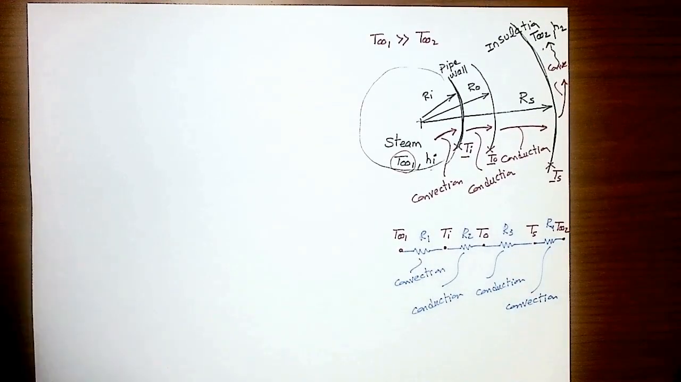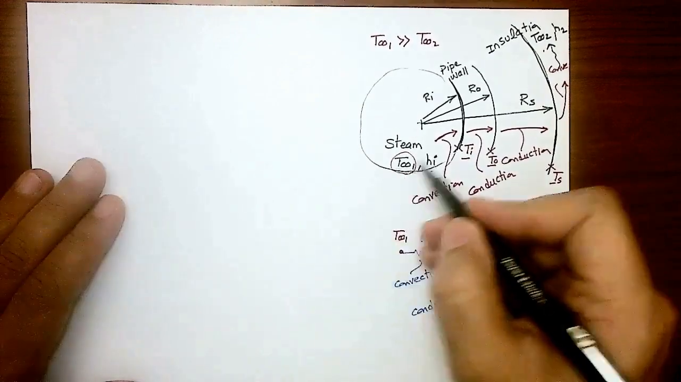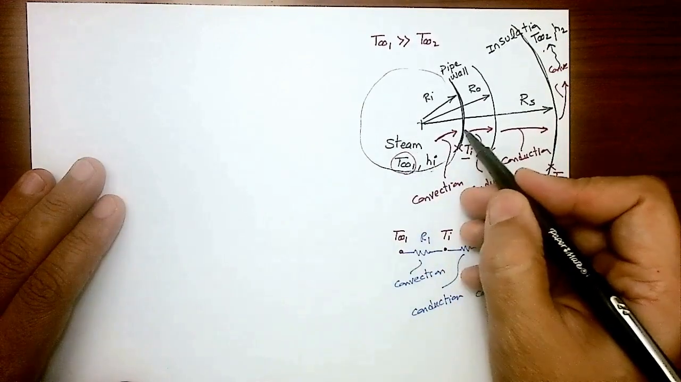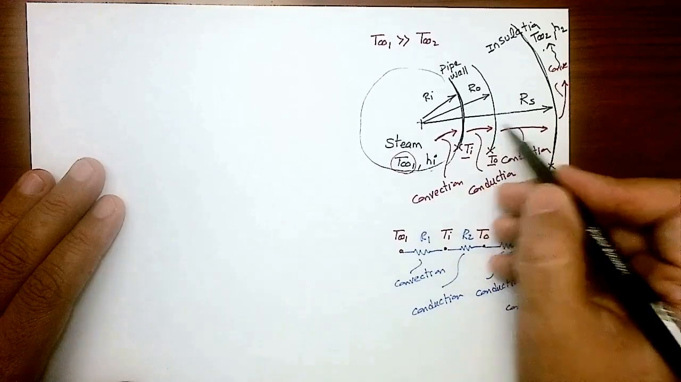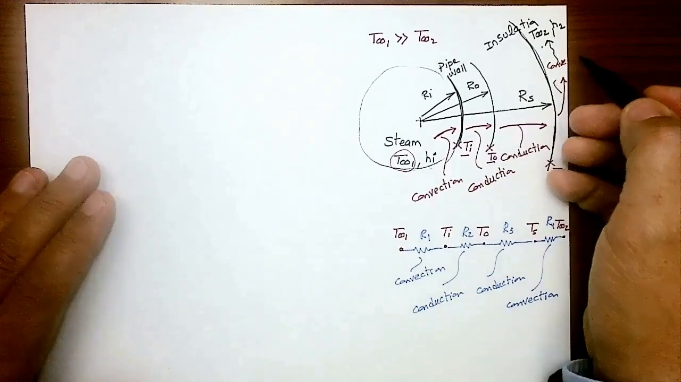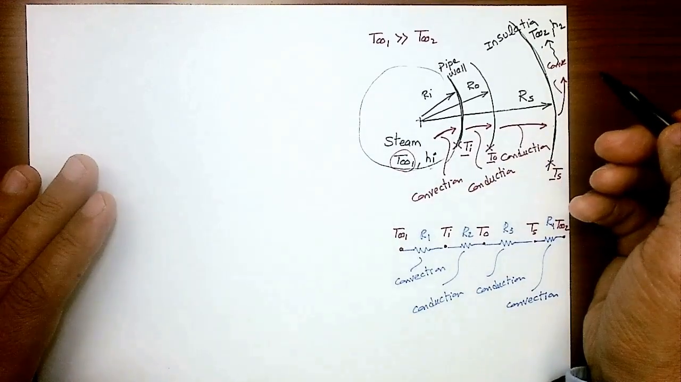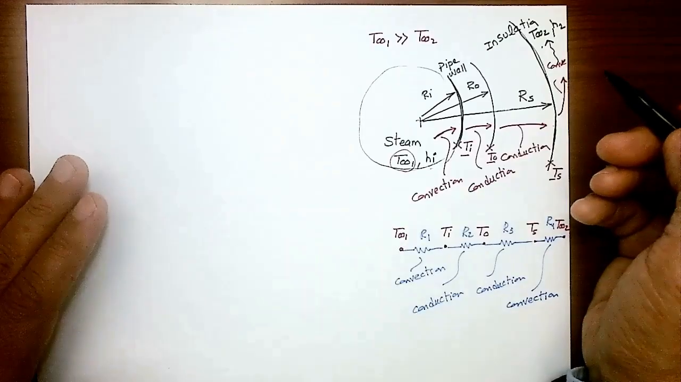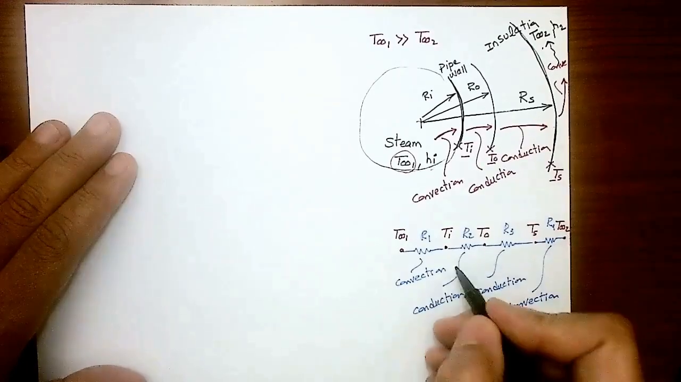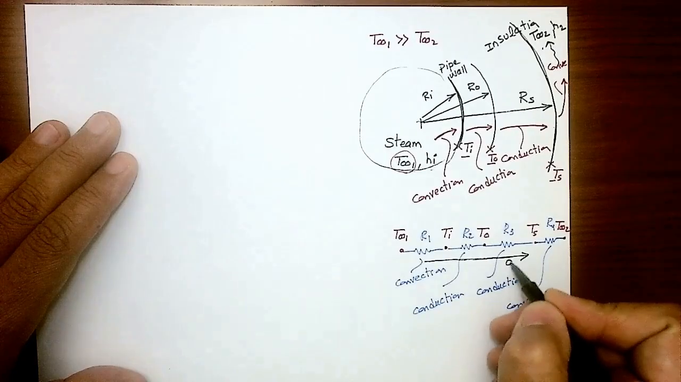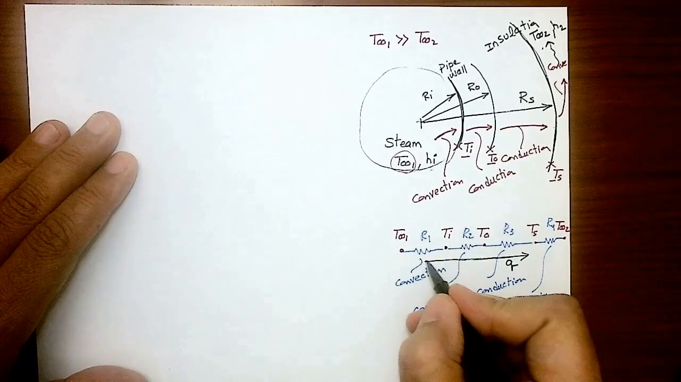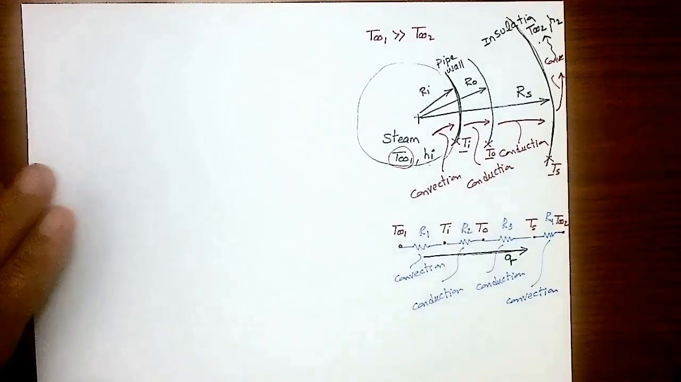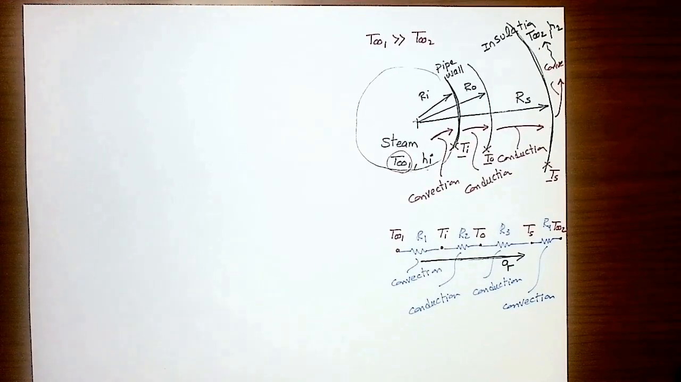These are a set of series resistance. I know that the heat going from the steam to this phase is the same quantity to this phase. It's the same quantity to here, same quantity outside. Why? Because it's a steady state. There is no energy stored, and there is no internal heat generation mentioned in that problem. So I know that I'm having one single value of Q going through all of these resistances here. Okay, so now let's do the calculation. Let's do the math.